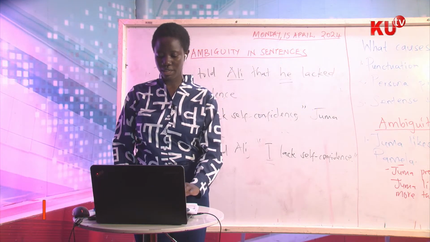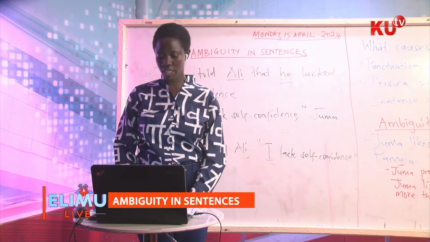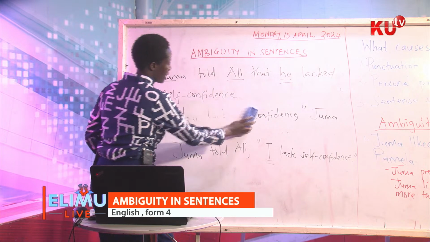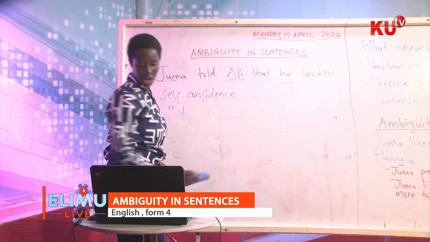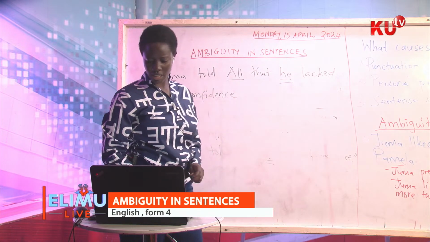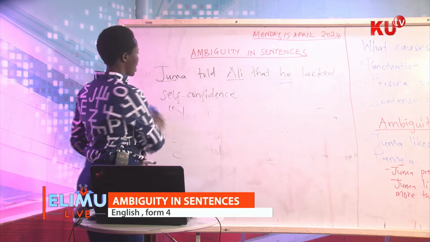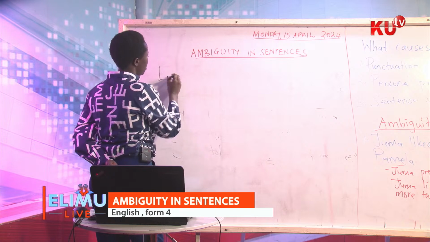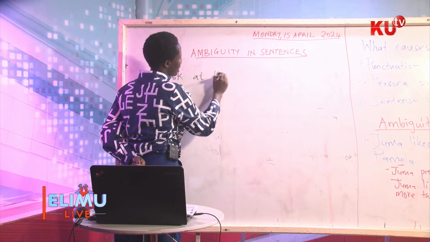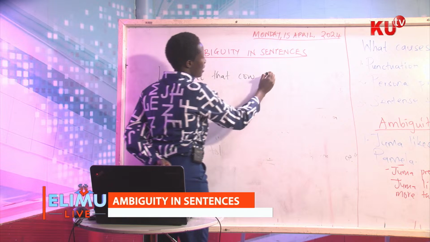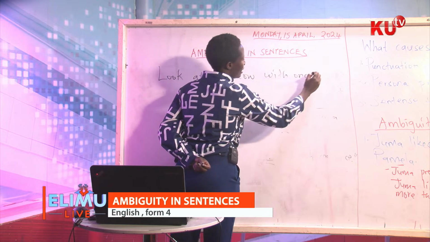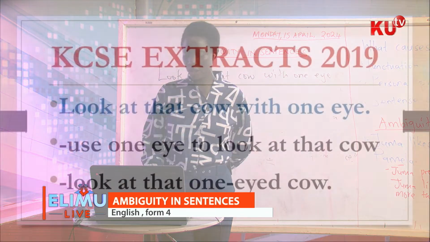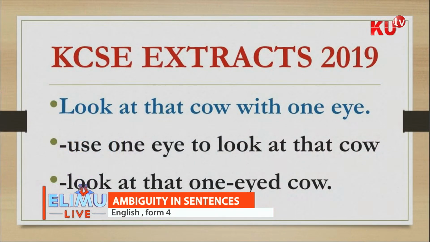Then the third question in KCSE 2019: look at that cow with one eye. Let me write it. Look at that cow with one eye.